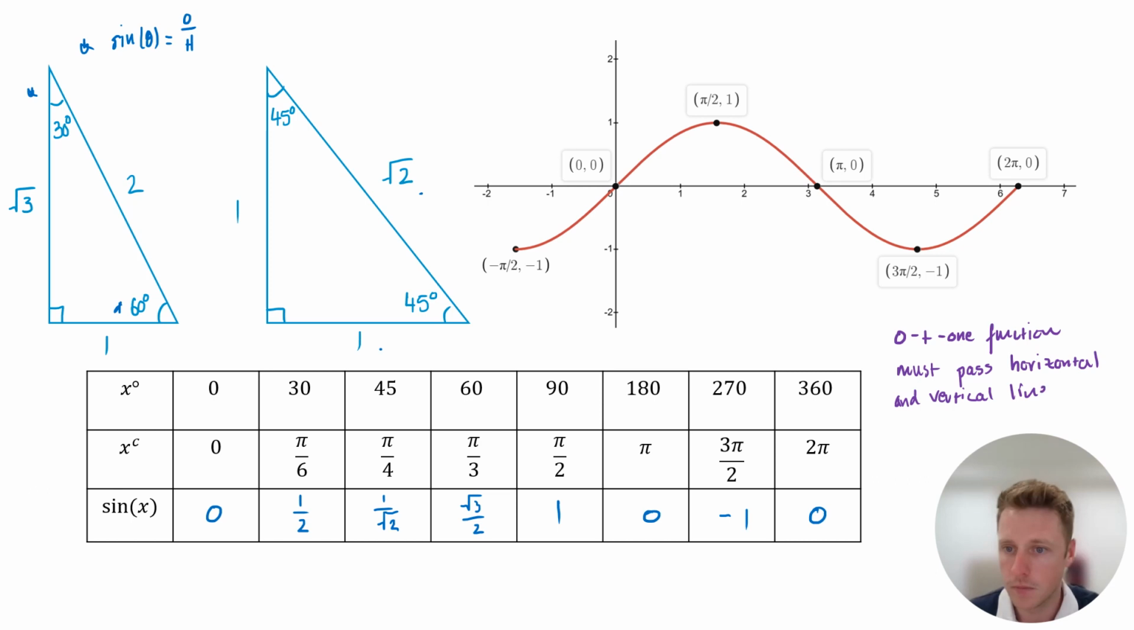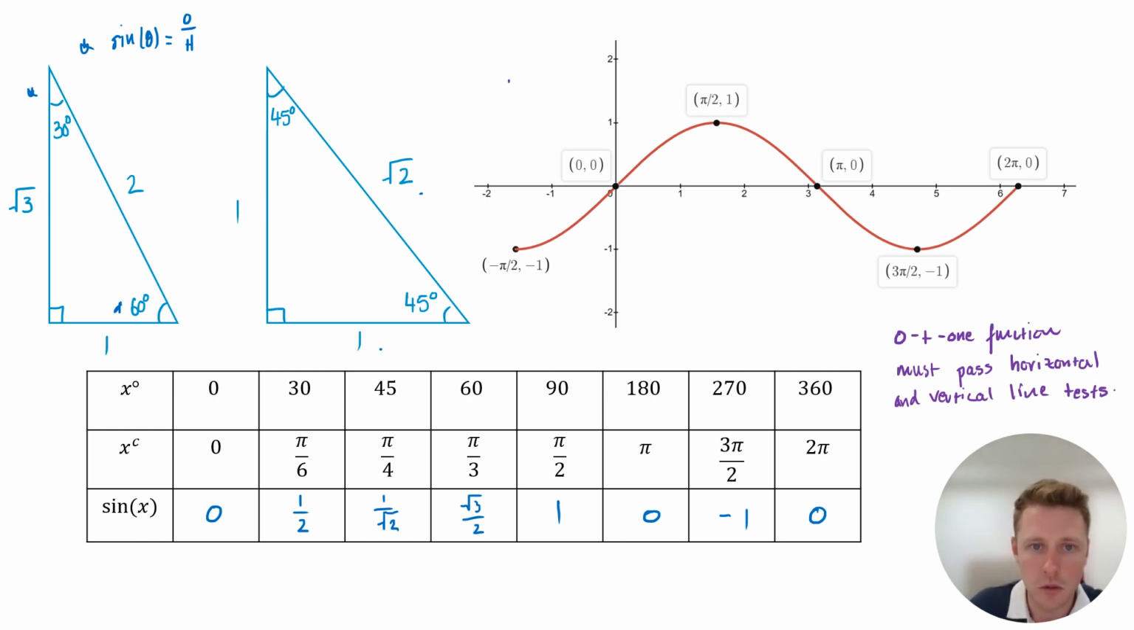What it means to pass a horizontal or vertical line test is that if you draw a line horizontally or vertically, it only touches the graph once. So for example, at the moment, if I draw a horizontal line on y equals sine x, that's clearly not one-to-one because it does not pass the horizontal line test. At the moment it actually does pass the vertical line test, but it needs to pass both.